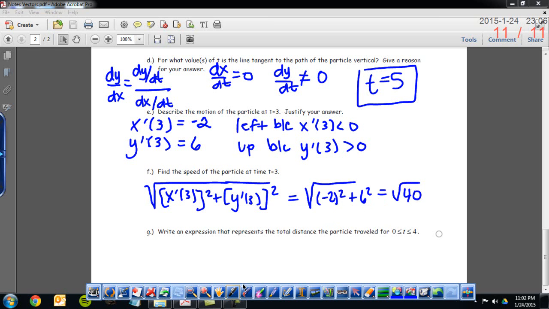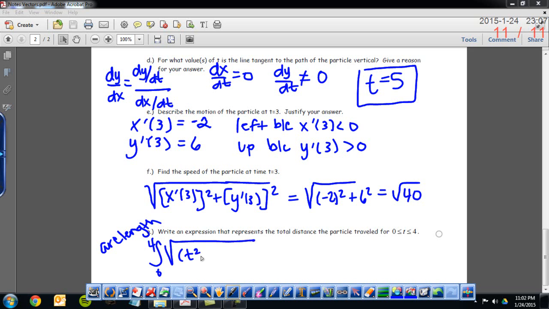All right, and then the last one is write an expression that represents the total distance the particle traveled for the time between 0 and 4. All right, remember from our discussions about parametric equations that total distance is the same thing as arc length. And arc length is yet another formula that you need to have memorized. So arc length is essentially the integral of speed over the time period. So the time period is 0 to 4, so we're going to have the integral from 0 to 4 of the square root of x' squared plus y' squared.